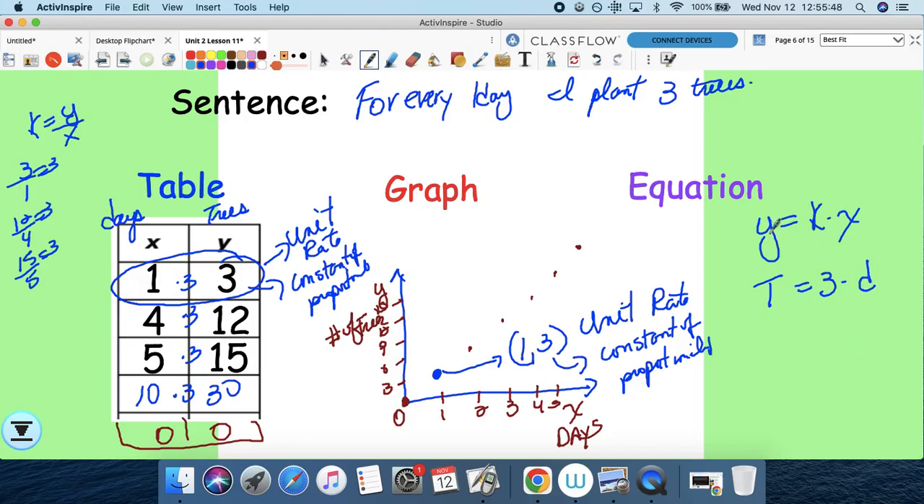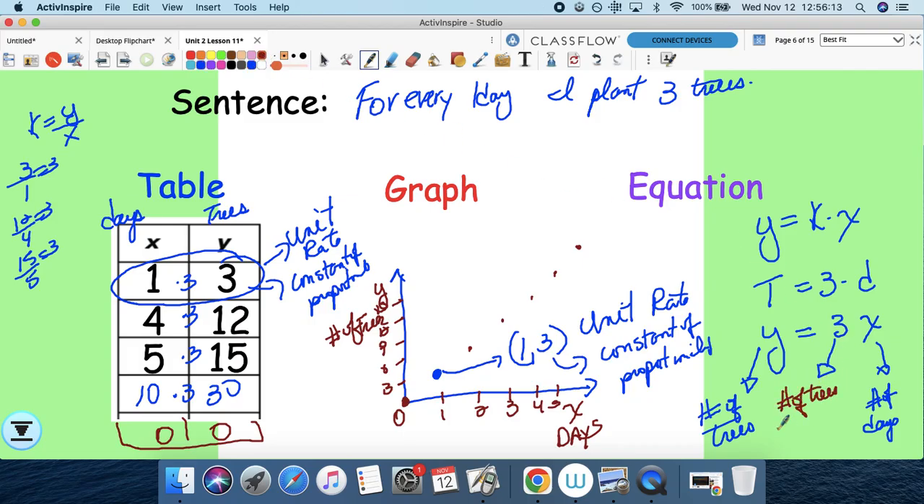So whether you use that or you use y equals 3x, it's up to you. It depends on the question. So again, whether you use t or y, that represents the number of trees. X represents the number of days. And the 3, well, it is your unit rate, it is your constant of proportionality, but in the context of this, it represents 3 trees planted per day. That's what that 3 represents. That's it. That's literally it.